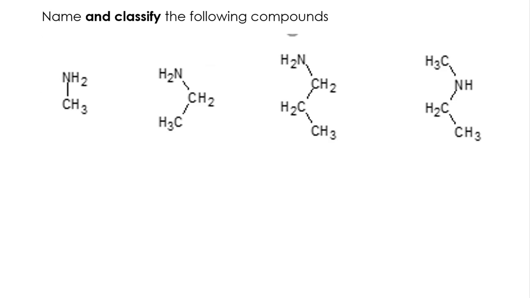Well, if we go left to right, the first one has got the longest carbon chain of 1. That makes it methyl. It's got an amine group on the end, so that makes it methylamine. On to the second one, I've got a longest carbon chain of 2. That's an ethyl group, so that one will be ethylamine.